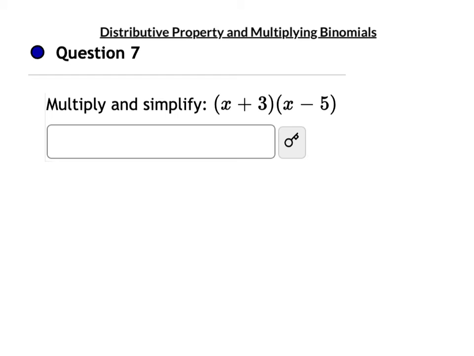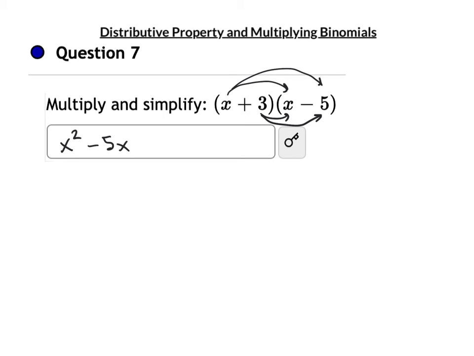Question 7. We're multiplying binomials. This is FOIL, first, outer, inner, last. Just think of it as a special case of the distributive property. We're going to take the x to both, and then we're going to take the positive 3 to both. X times x is x squared. X times negative 5 is negative 5x.